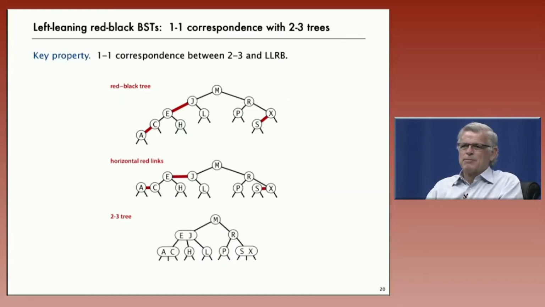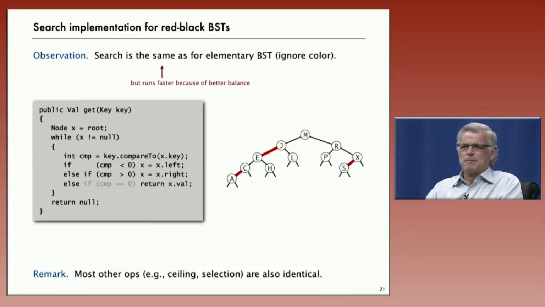And that's a key property, this one-to-one correspondence between 2-3 trees and left-leaning red-black trees. Given a 2-3 tree, we saw how to do it. Given a red-black tree, we just make the red links horizontal and merge the nodes together to be three nodes. So all of the operations that we're going to look at for red-black trees can be understood in terms of the corresponding operations on 2-3 trees.